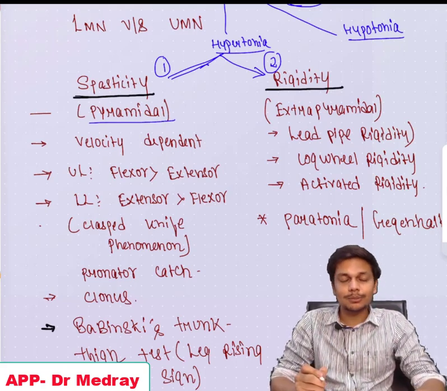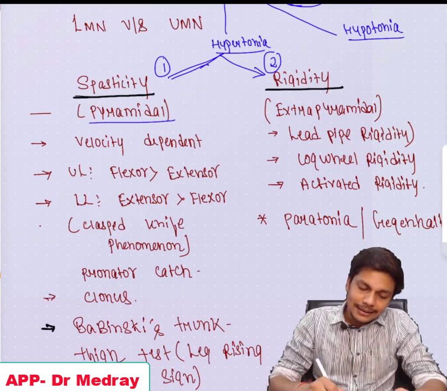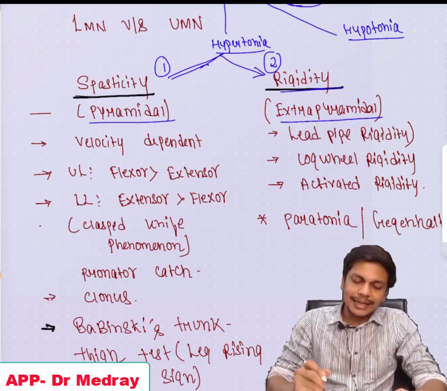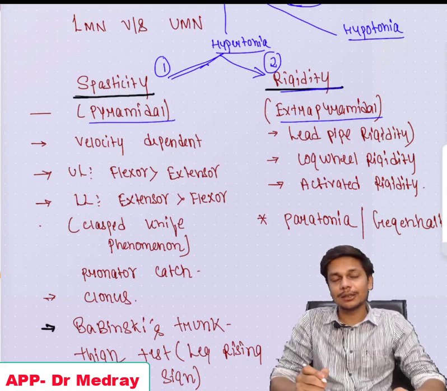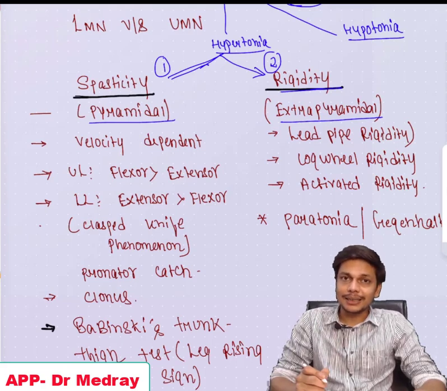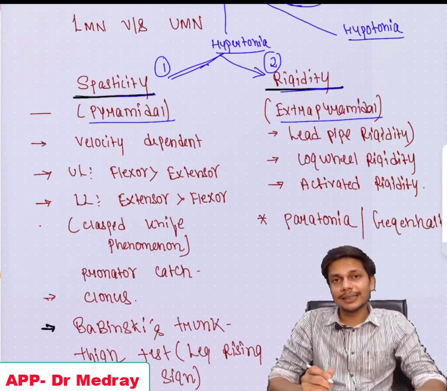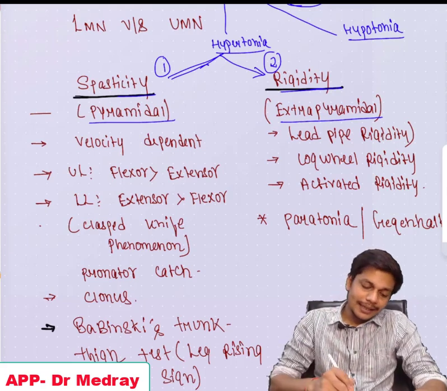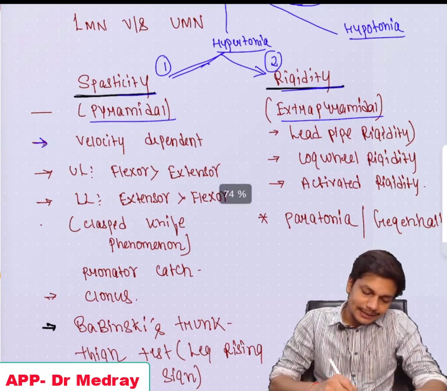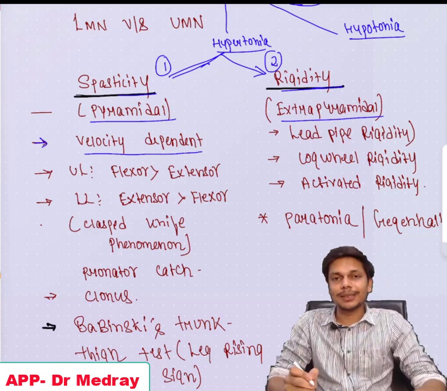The first differentiating point is that spasticity is because of pyramidal tract lesion, the corticospinal tract lesion, and rigidity is because of extrapyramidal lesion, like that of Parkinson disease. So rigidity will be seen in extrapyramidal lesion like Parkinson disease, and spasticity will be seen in pyramidal lesion like that of stroke. And the second point is that spasticity is velocity dependent.